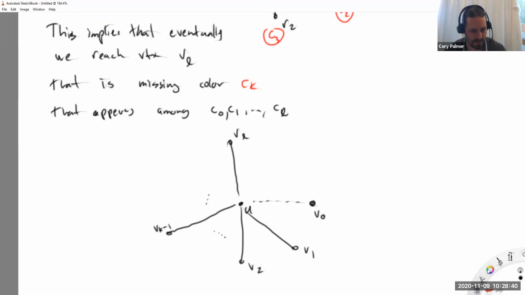And here's where things get interesting. Okay, so let's write down the missing colors at each of these points. The missing color here was C1. Missing color here was C0. Then this was C2, C3. The missing color in VK minus 1 is CK. And then VL was the interesting vertex where we repeated a missing color. We also had CK missing there.